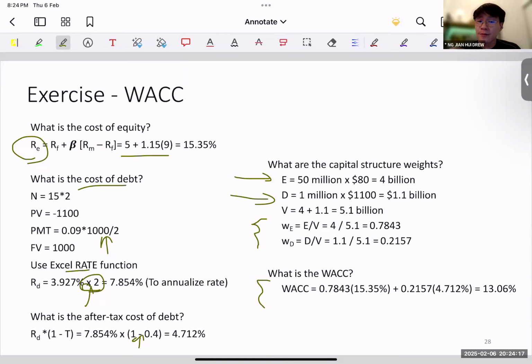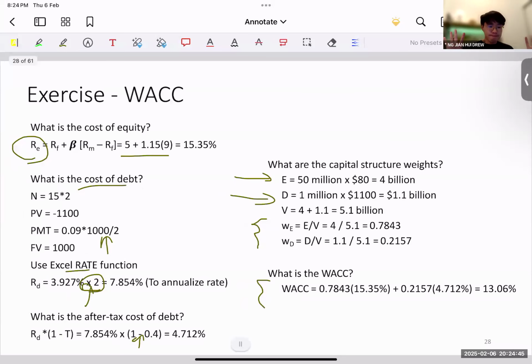Even though this question has full worked-out solutions, I really encourage you to just give it a try by yourself. Really type it into Excel, see whether you can actually get the answer with your rate function as well. Okay, so I encourage you to do that. Any questions?